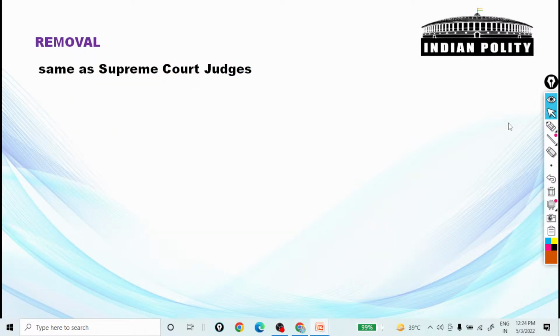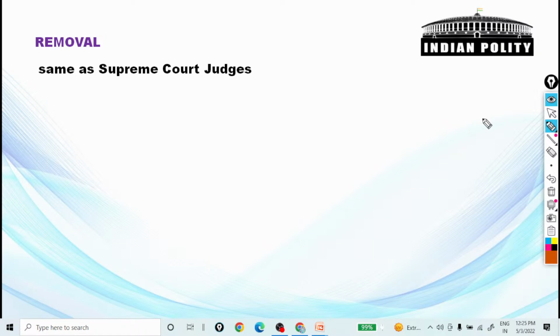Then removal. Removal of the judges is the same as the removal of the judges of the Supreme Court. They are removed on the same grounds, misbehavior and incapacity, and the same procedure is followed. We have already made a detailed discussion on the removal procedure, and I told you that the removal procedure of the judges is borrowed from the American Constitution, and it is provided under Article 124 of the Constitution.